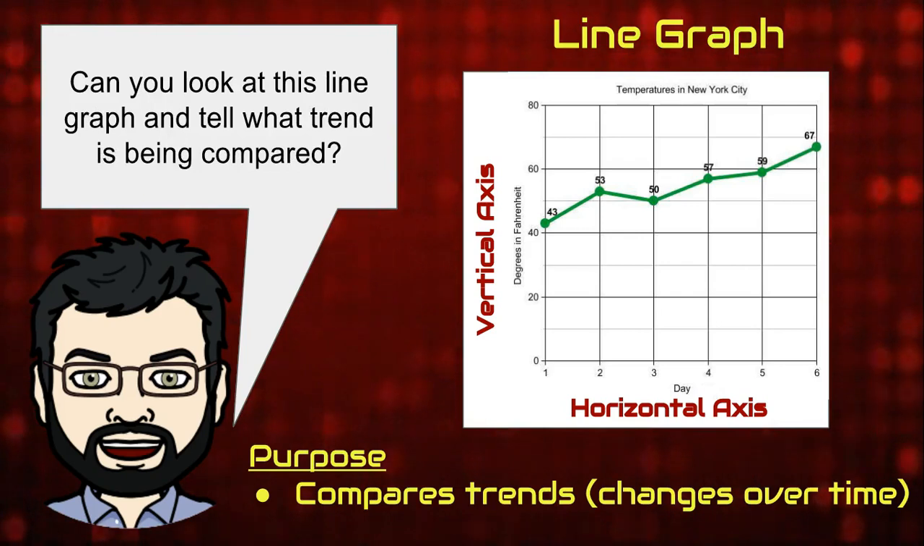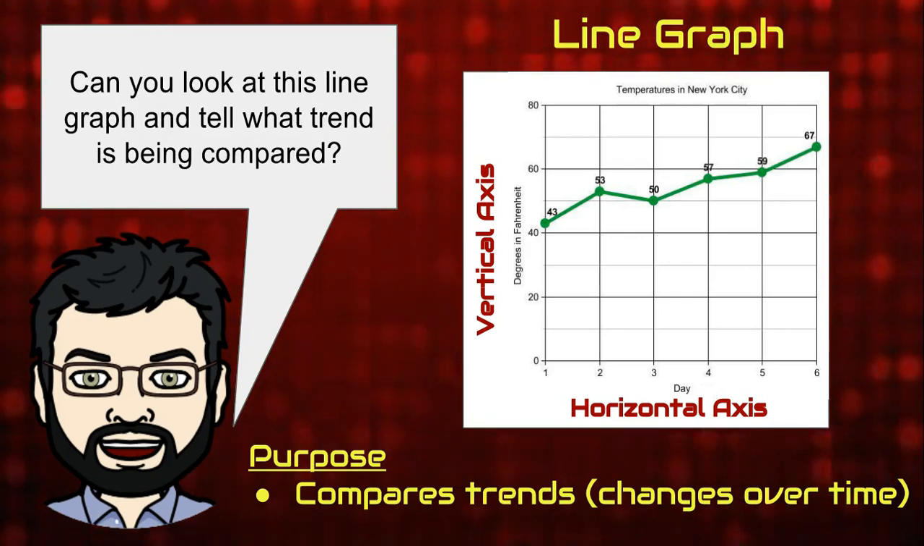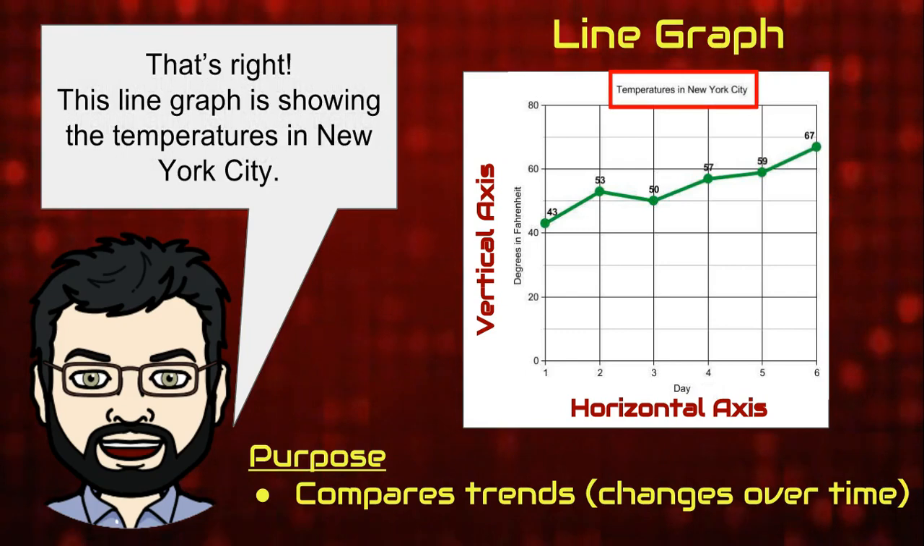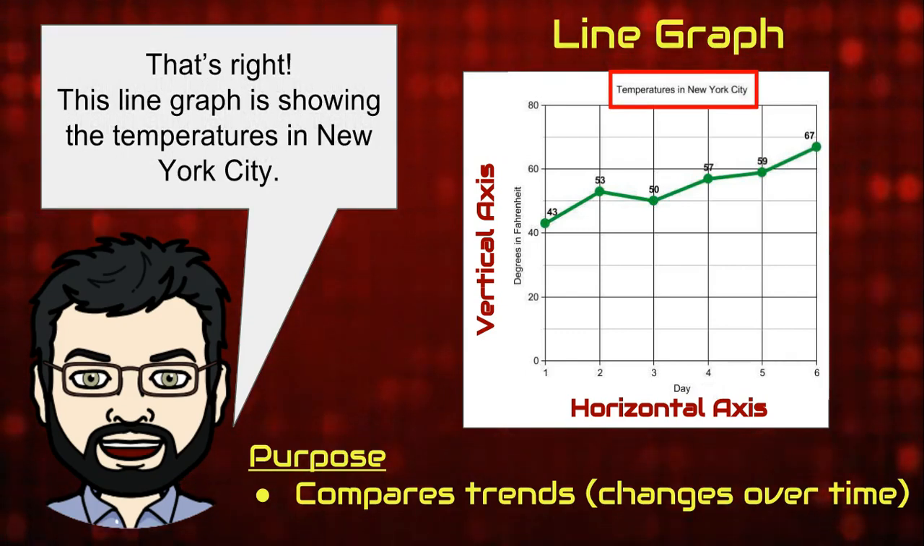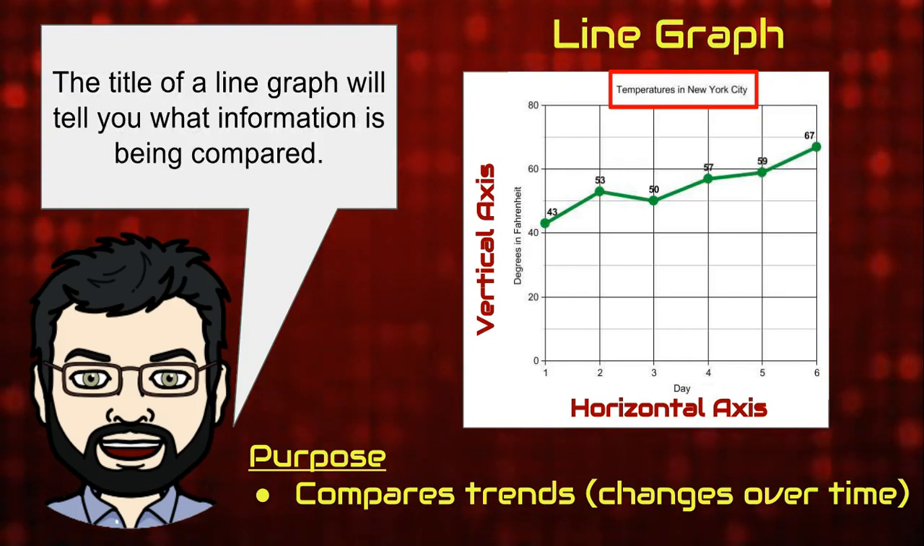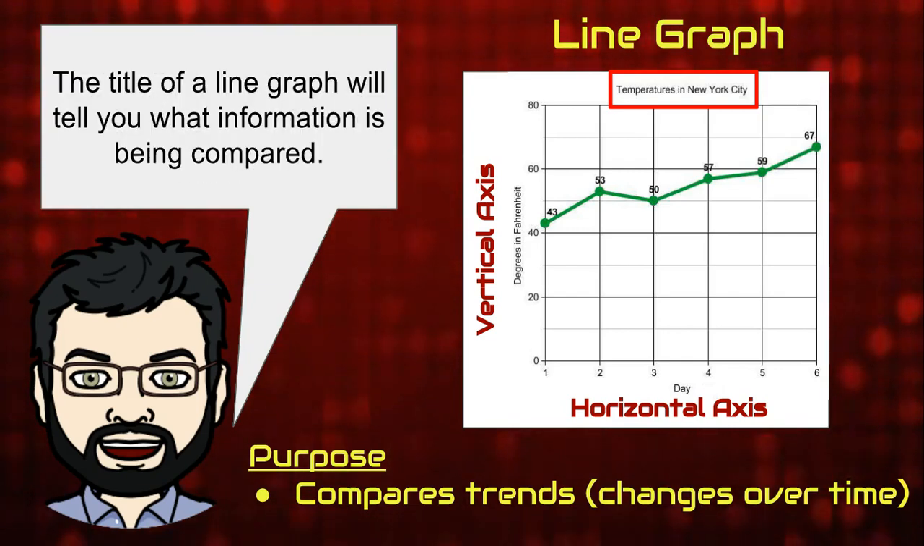Can you look at this line graph and tell what trend is being compared? That's right! This line graph is showing the temperatures in New York City. The title of a line graph will tell you what information is being compared.